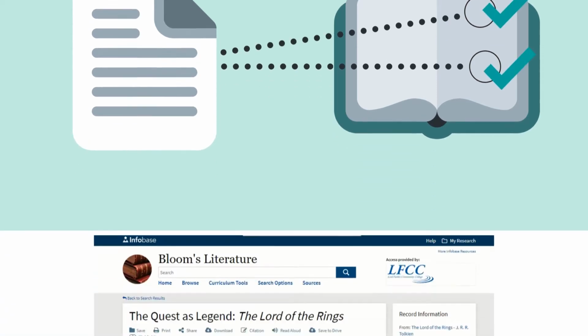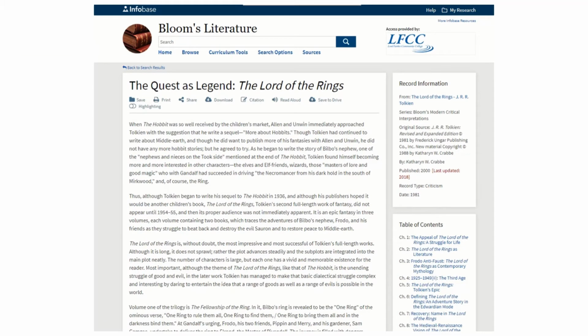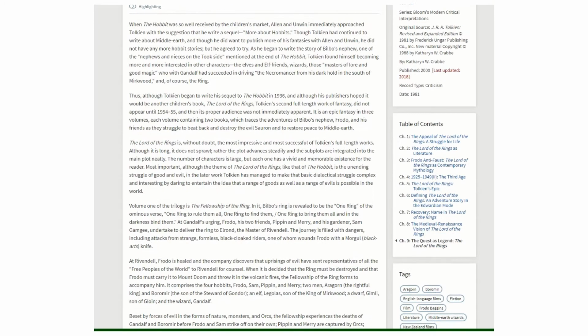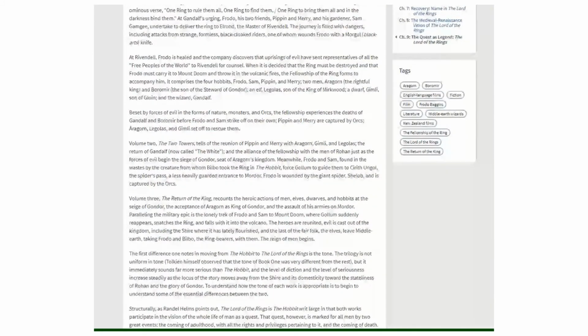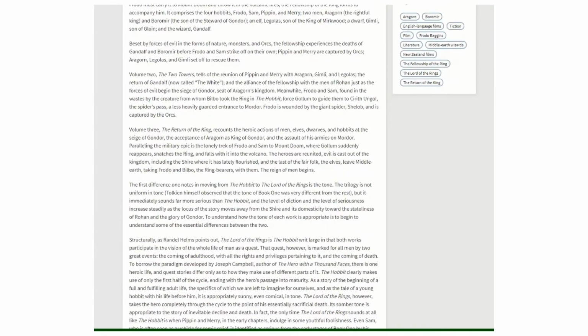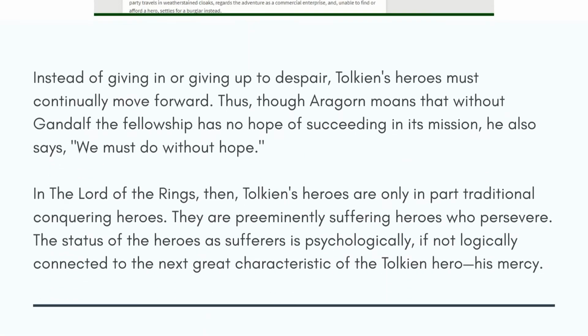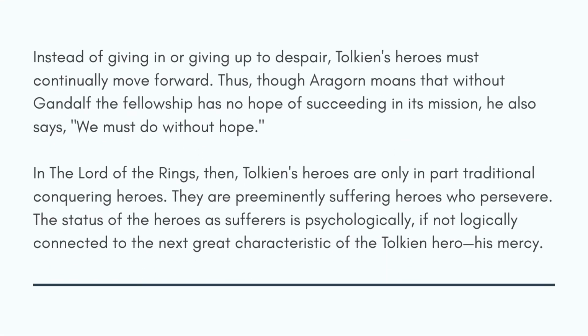Let's say my paper's thesis is about the influence of World War I on Tolkien's Lord of the Rings. I found this article, The Quest as Legend, The Lord of the Rings, which I feel like might be related to my topic, since a quest is similar to a mission and could remind you of the military, but the article doesn't specifically discuss World War I. However, there are a few paragraphs in the article that could help support my thesis.